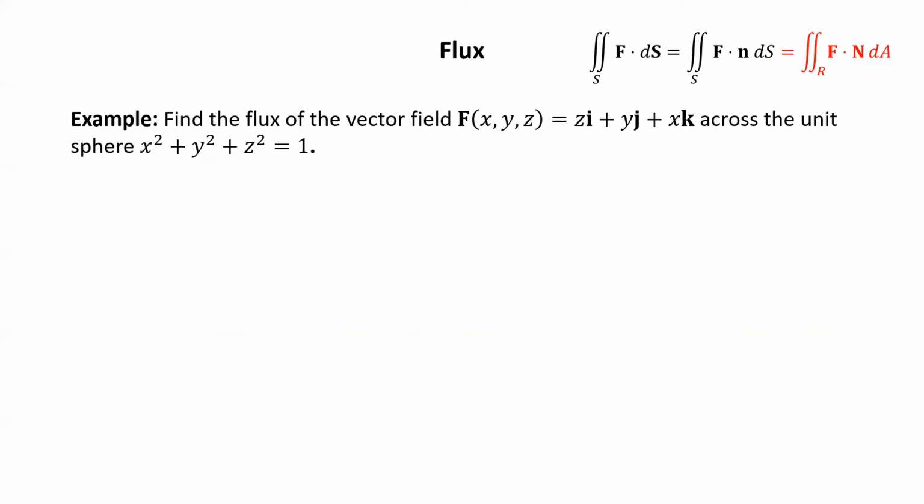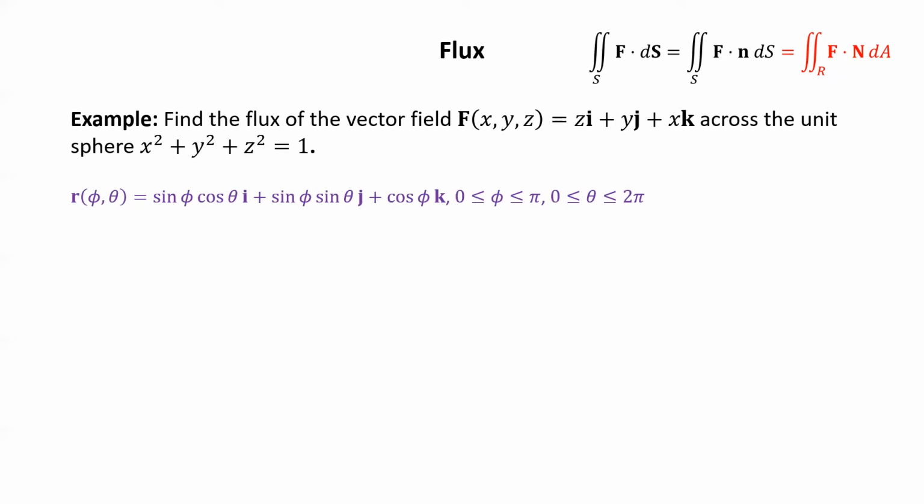Let's try an example. Find the flux of the vector field F of xyz equals zi plus yj plus xk across the unit sphere x squared plus y squared plus z squared equals 1. For your convenience, I put the formula for computing a flux integral at the above right. The important part is the part in red, which allows you to do the flux integral in the quickest way possible. Go ahead and pause the video, try this example, and then resume the video to check your answer with mine.